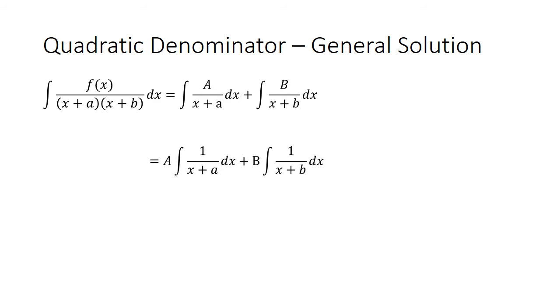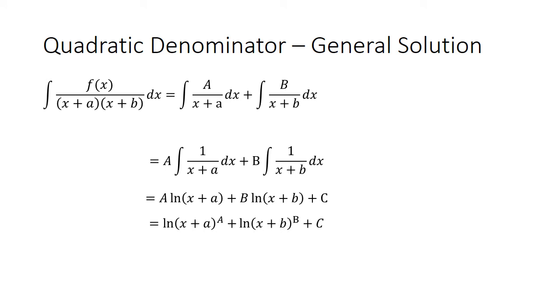The integral of 1 over x plus a is the log of x plus a, and the integral of 1 over x plus b is the natural log of x plus b. In the next stage, we use one of the rules of log functions that says that we can bring this constant up as the power. So A times the log of x plus a is equal to the log of x plus a to the power of large A.